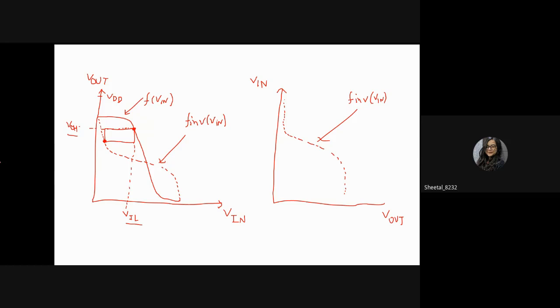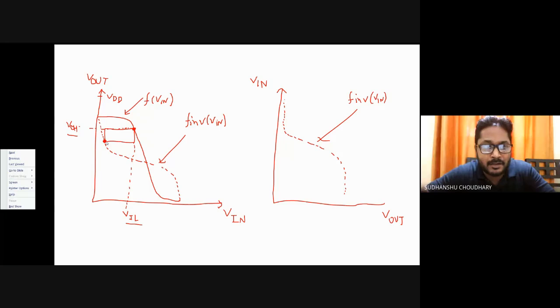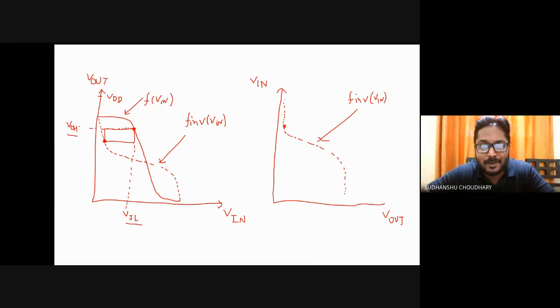Now, we locate the same point here, right? So this was the point here. So the same point we locate here. Maybe let's say that this point is here, right? The largest rectangle that had cut the inverse VTC characteristic. That is this point, the same point. Let's say it lies over here.